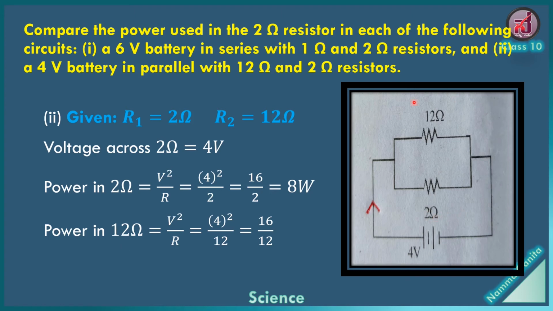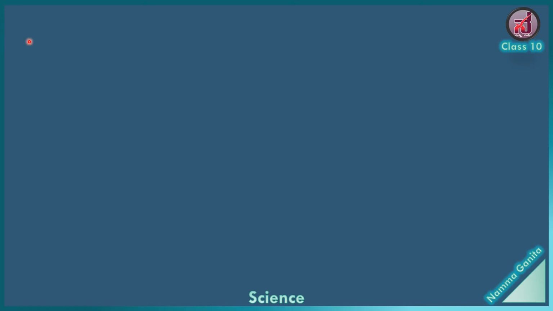Power in 12 ohm resistor. P is equal to V square divided by R, that is equal to 4 square divided by 12, that is equal to 16 divided by 12. Answer is 1.33 watt. Now consider the third problem.